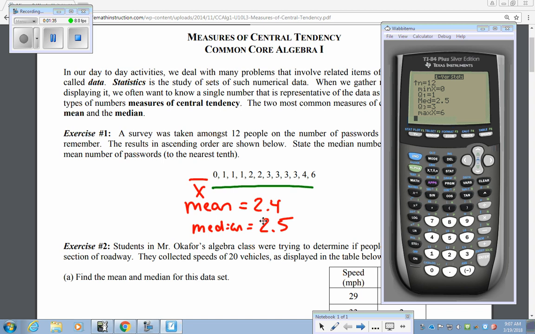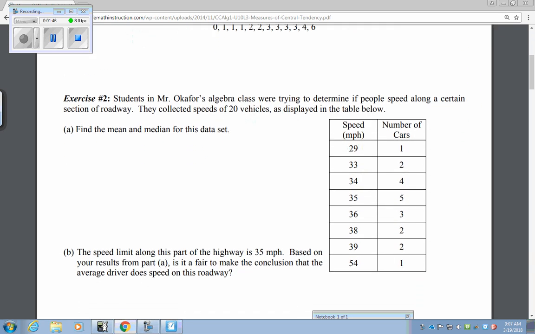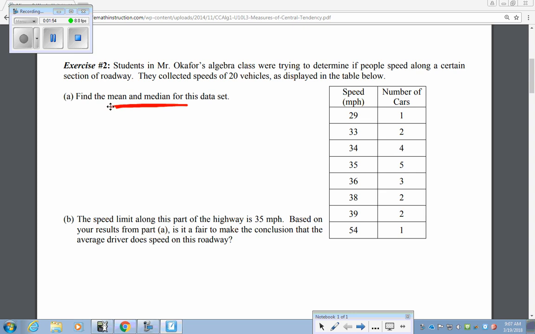So now we're going to move on to the next example. And again, if you need to, feel free to pause and go back if you missed something. So I'm going to go down to exercise 2. This one talks about speeds along a roadway. And again, for part A, they want us to find the mean and median for the data set.